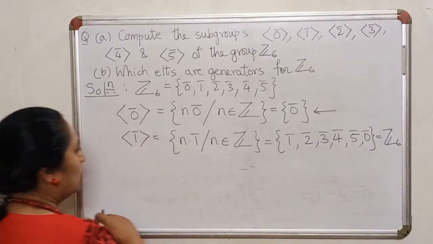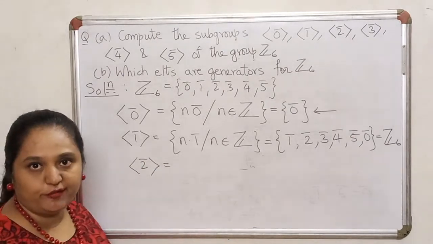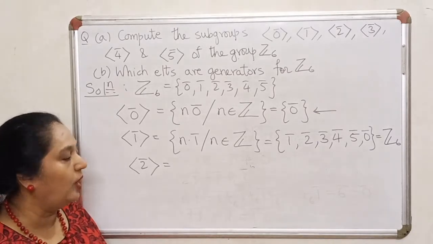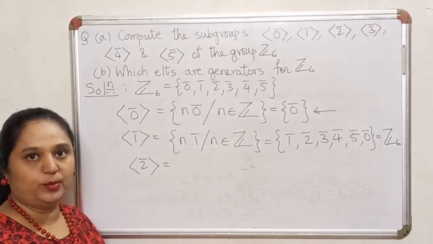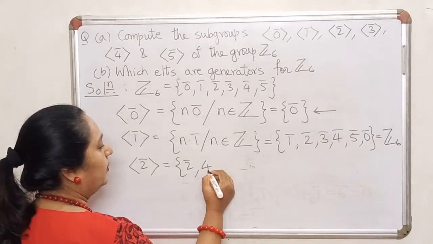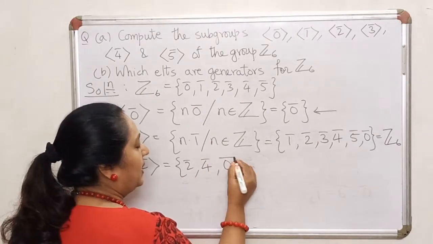Now, let's look at the subgroup generated by 2 bar. Pause your video. See if you can write down all the elements in this subgroup. All integral multiples of 2 bar. Let me start with 1. 1 times 2 bar is 2 bar. 2 times 2 bar is 4 bar. 3 times 2 bar will be 6 bar, which is the same as 0 bar.